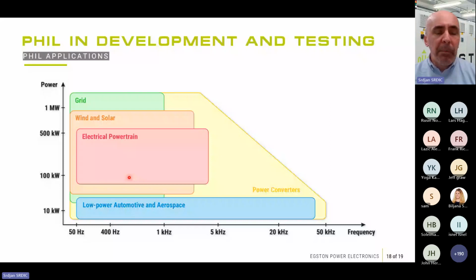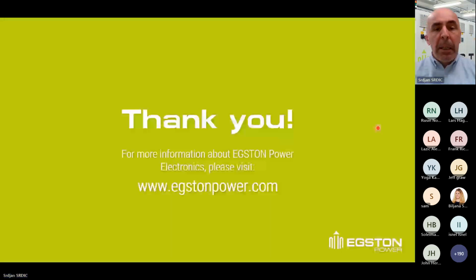How do we see the p-Hill applications when it comes to the frequency and the bandwidth? So this is just an estimate based on our experience so far for the bandwidth and the range. The main applications are grid-related applications, then wind and solar, powertrain applications, various applications for power converters, and also we have low power and automotive and aerospace applications, which are a little bit specific because they require relatively low powers but higher bandwidth. And that would be all from my side for now.